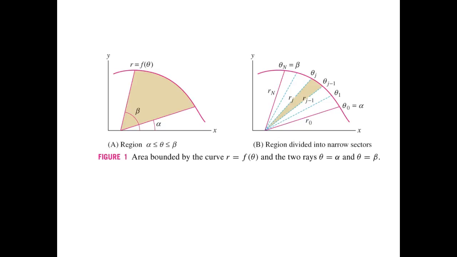Here's what you're actually doing. Remember before we divided the x into partitions and then did x, y, that type of stuff. Now we're dividing the thetas into partitions, and you're finding the area of one wedge at a time, okay? Now, the area bounded by this curve, r is equal to f of theta, same curve there, and the two rays, theta equal alpha and theta equal beta, you first divide the region into narrow sectors.